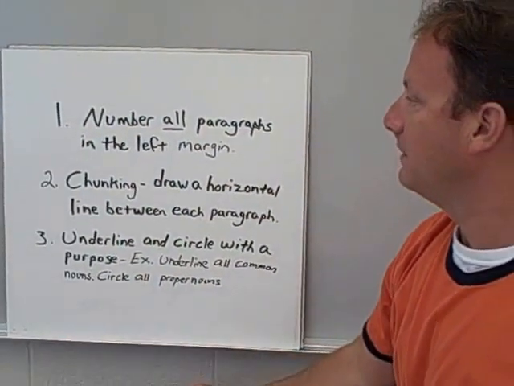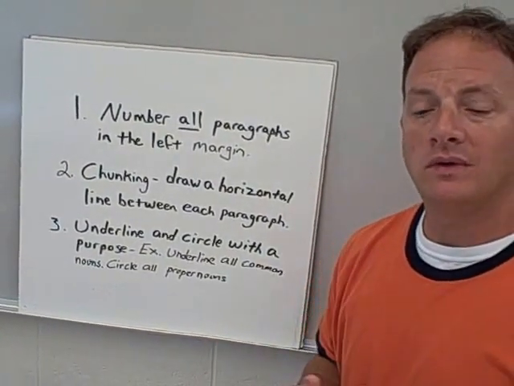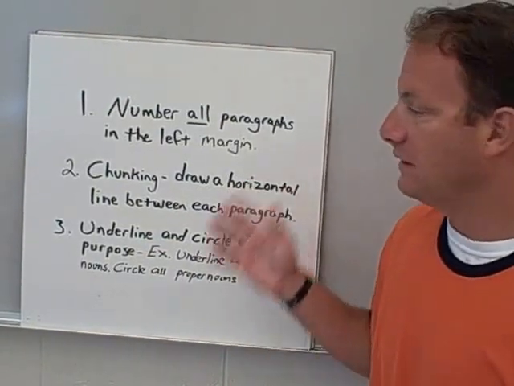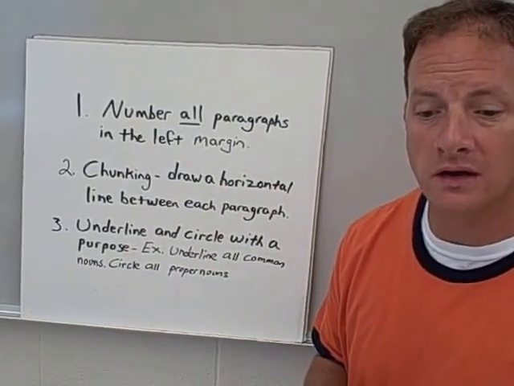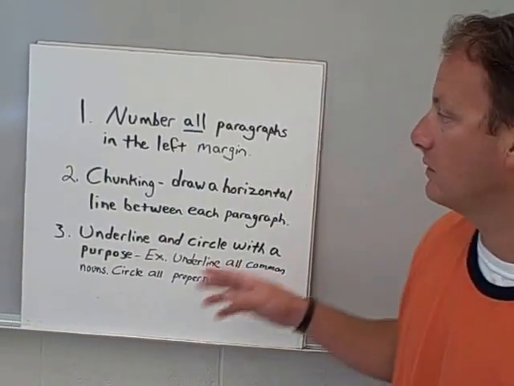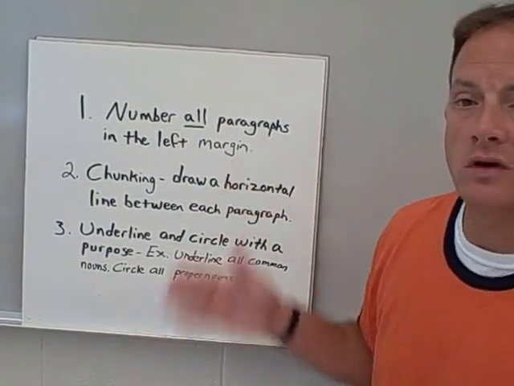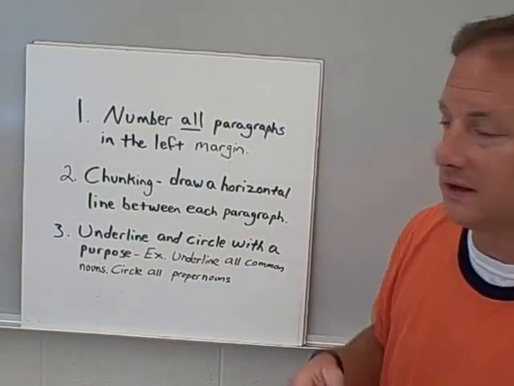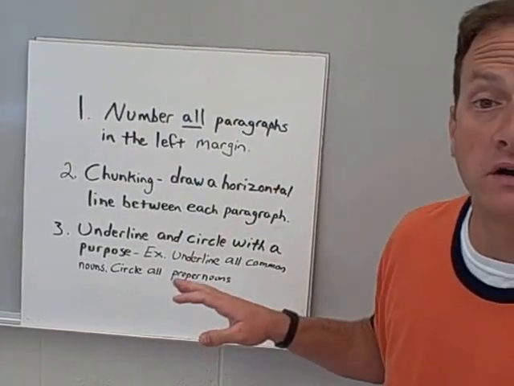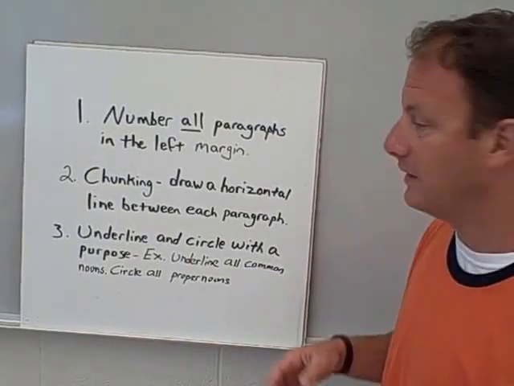All right, the first step is number all the paragraphs in the left margin. Now, what we have done in class this week, and I'll show you an example in just a few minutes, is I have provided each of you with articles from readworks.org. And we have gone through and we've worked on this together, so I'll show it to you again. I want to walk through the steps with you and then show you the example. Number 1, it says number all the paragraphs in the left margin. Now, we did that in class, so you know what that looks like, and I'll show you the example.